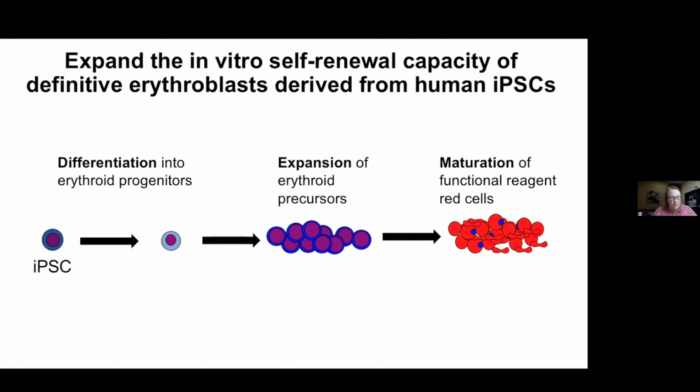In order to do this, we have to accomplish three things. We have to take iPS cells and differentiate them into erythroid progenitors. And then take those erythroid progenitors and use them to expand a pool of erythroid precursors, which we can then use to mature to make functional red cells. And I'm going to talk about each of these three steps today.